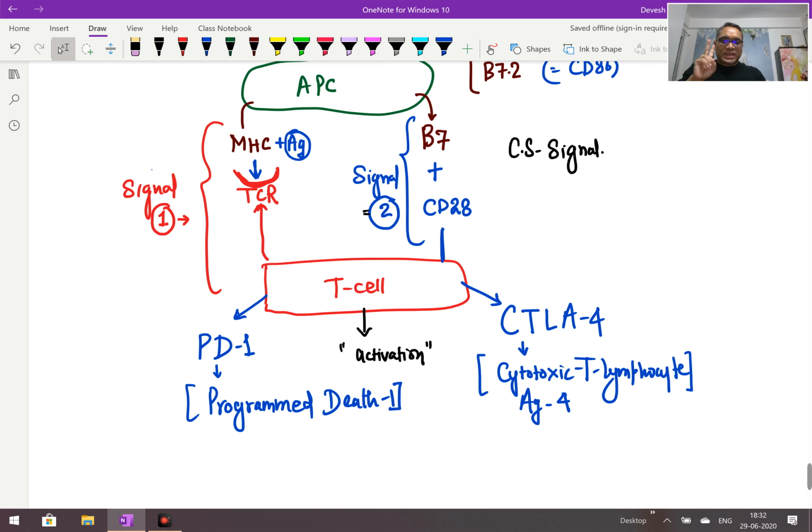Because of the two negative molecules. So what are these two negative molecules? These are PD1, so remember what I'm saying, these are PD1 and the second one is CTLA4. These are called negative immune regulators or the brakes of the activation of T cell, right?